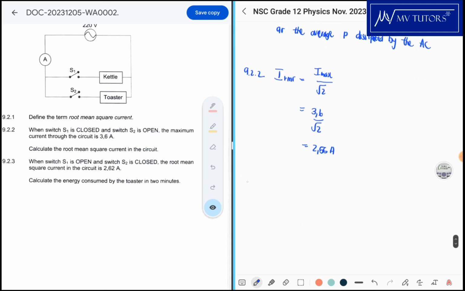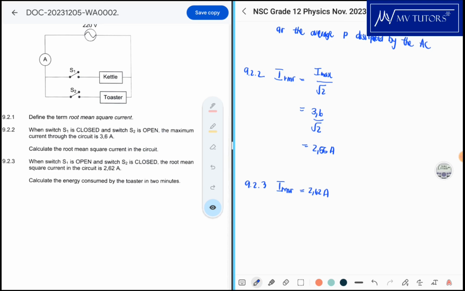All right, and then 9.2.3. Now it says when switch S1 is open, and switch S2 is closed, the root mean squared current in the circuit is 2.62. So I_RMS is now 2.62 amperes. Now calculate the energy consumed by the toaster in 2 minutes.